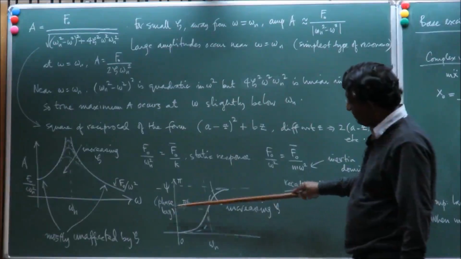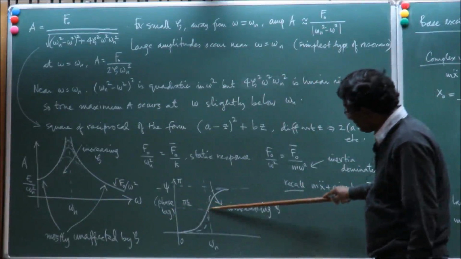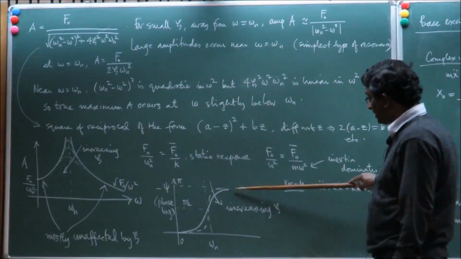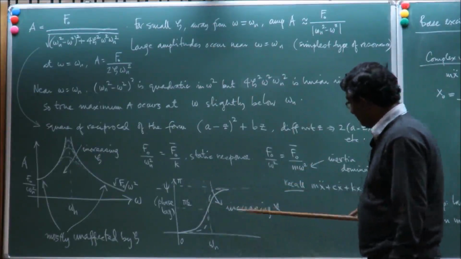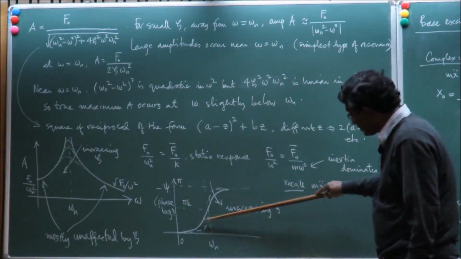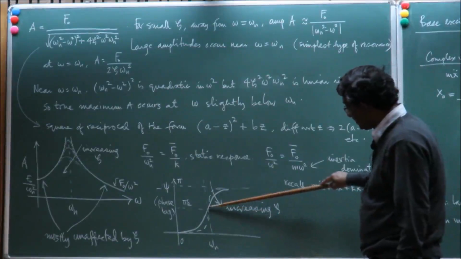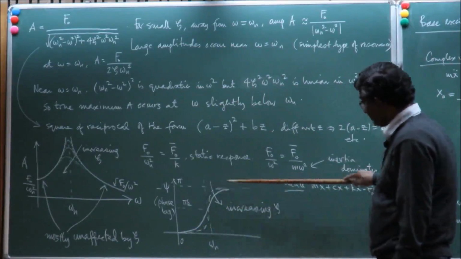At resonance, where the frequency is equal to the natural frequency, the phase will be pi by 2, and then it will level off, approaching pi. If the damping ratio increases, this transition will occur over a larger range of frequencies, and if the damping ratio is very small, then it will occur over a very small range of frequencies.